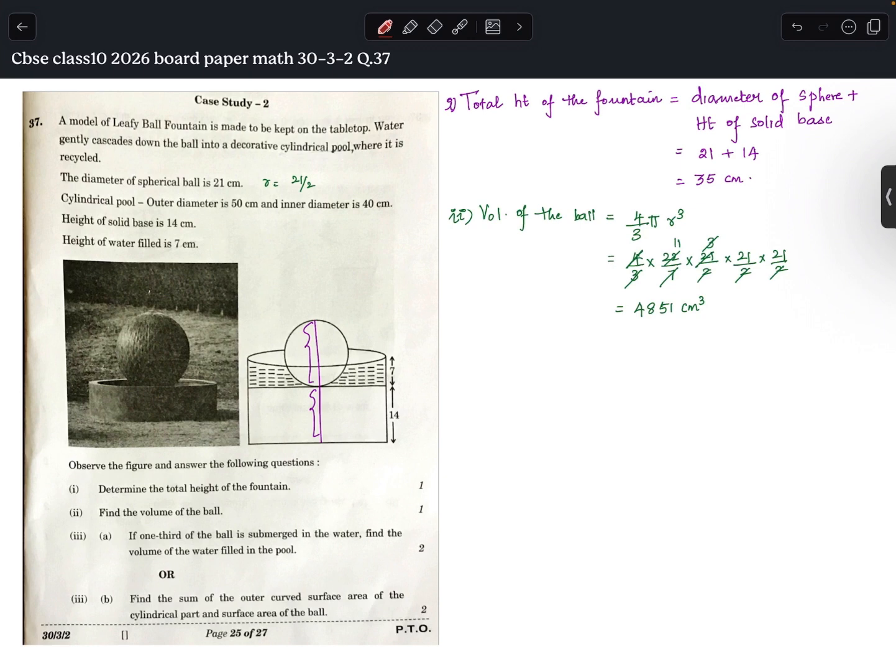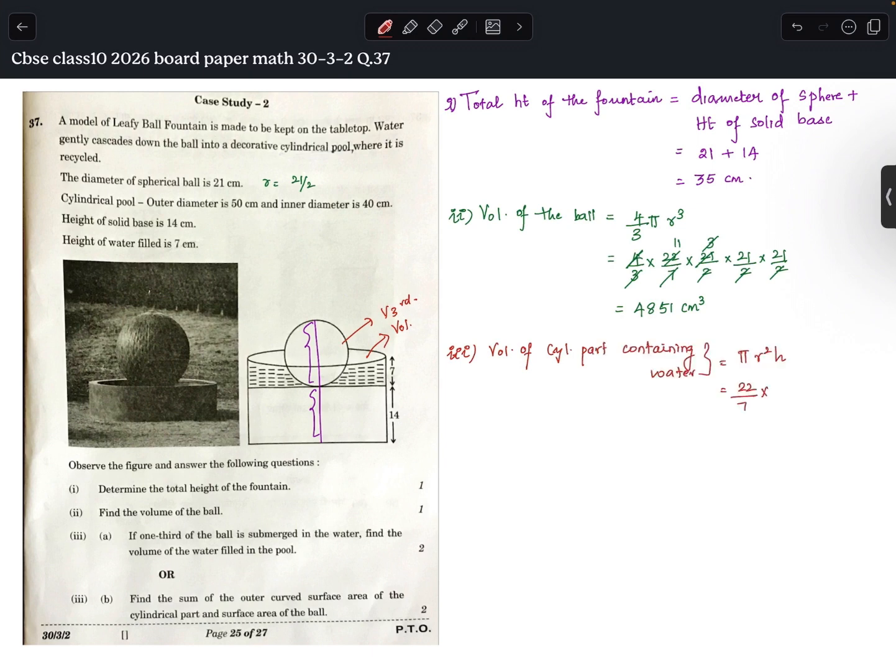Question 3, part A. If one third of the ball is submerged in water, find the volume of water filled in the pool. This is the cylindrical part which contains water. So, if we get the volume of this cylindrical part, and the ball is occupying one third of its volume in this cylindrical part, then if we subtract these two, we'll get the volume of water that is in the pool.